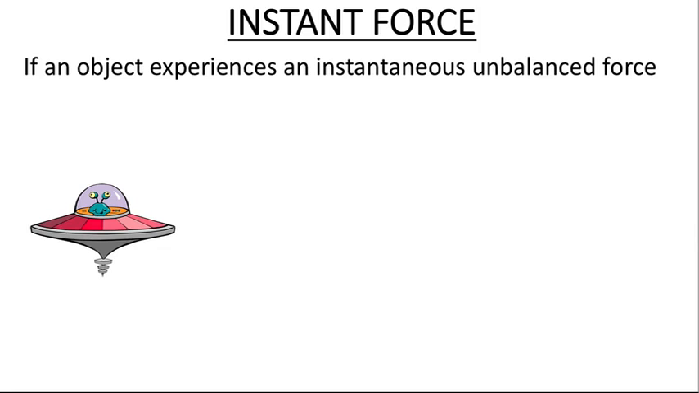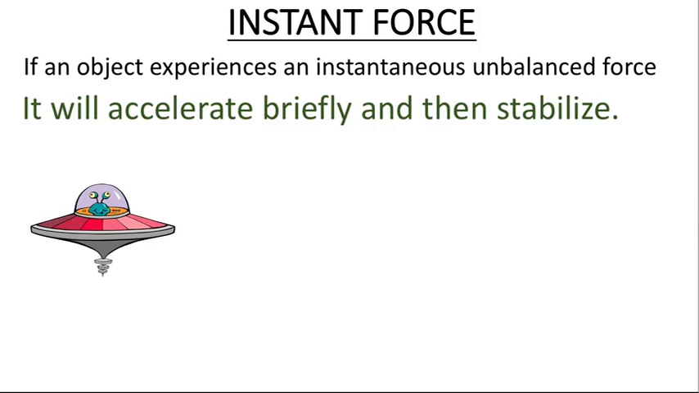We need to talk now about the difference between an instant force and a continuous force. An instantaneous force is a force that is very short-lived. It's applied briefly and then it disappears. If an object experiences an instantaneous unbalanced force, then it will accelerate briefly and then restabilize, meaning that the velocity will change, but then the new velocity will remain constant in the future.